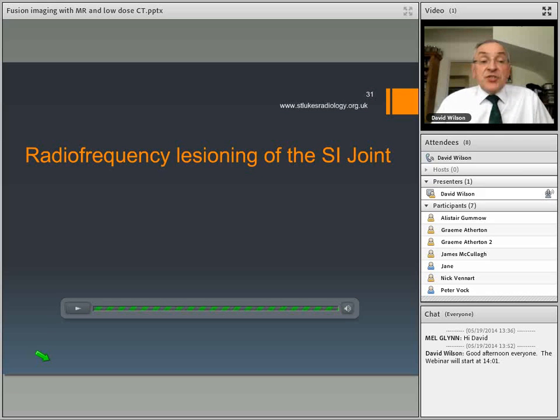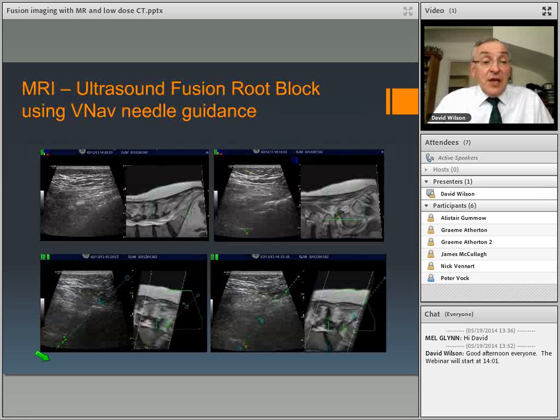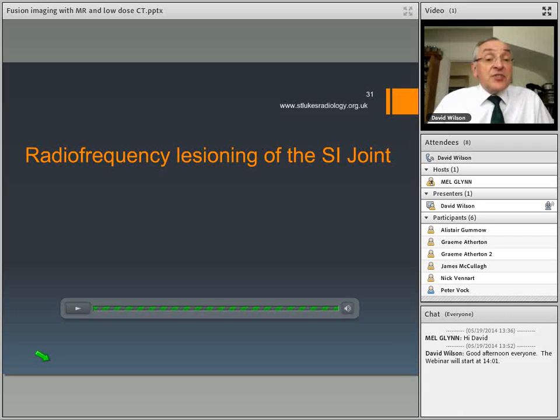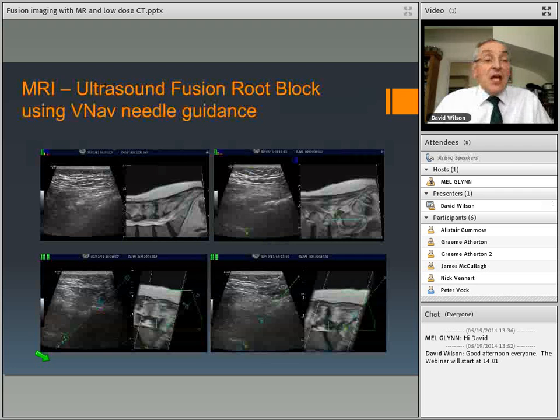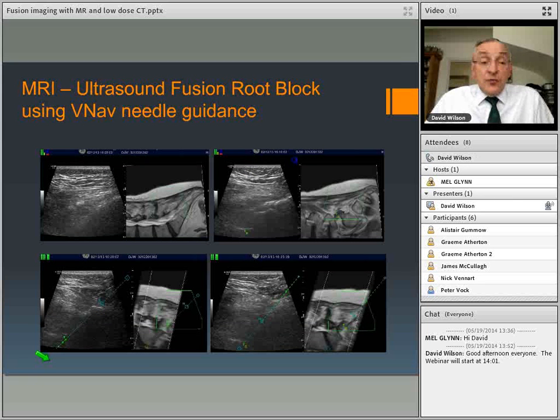Here we've got a patient who we wanted to lesion the SI joint. We wanted to treat the patient who'd got pain in the sacroiliac joints by putting needles next to the S1 roots and below. Oh, I'm sorry, this hasn't come up. It's meant to be a video and it's not projecting, so I'll go on to the next case. Here's a patient where I wanted to do a root block.